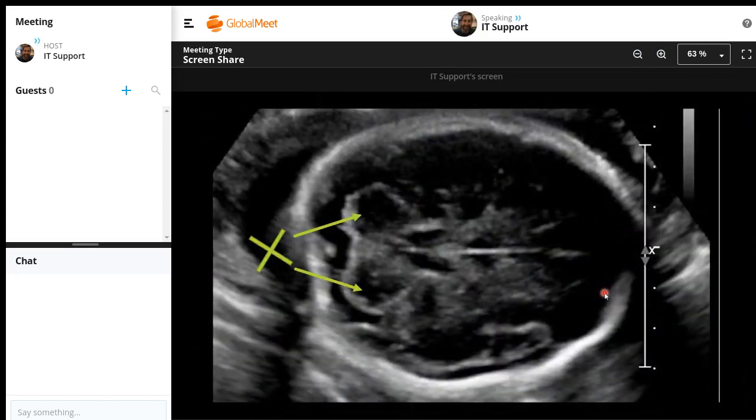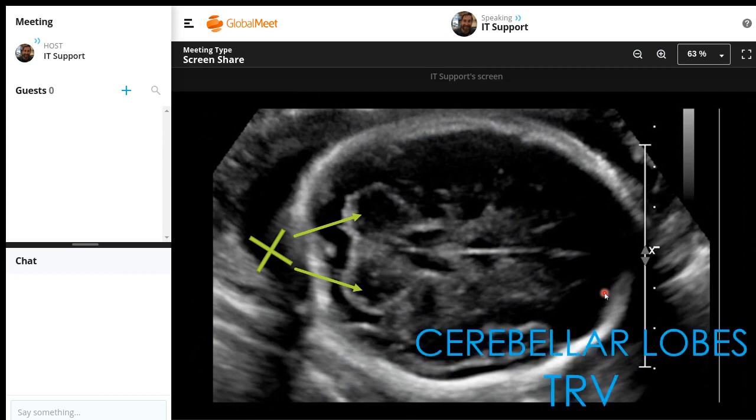We're looking at the cerebellum again, and these arrows are pointing to the lobes of the cerebellum. We talked about the vermis, which is this echogenic area right here, and then the lobes are what border that on either side, making that peanut shape.